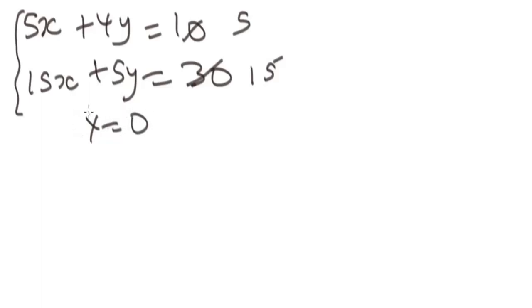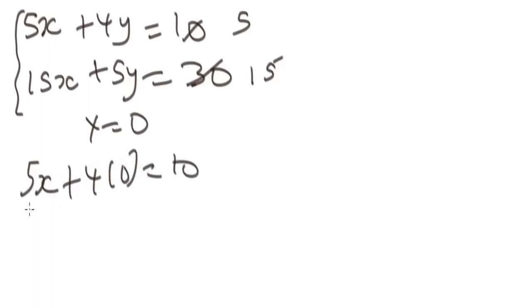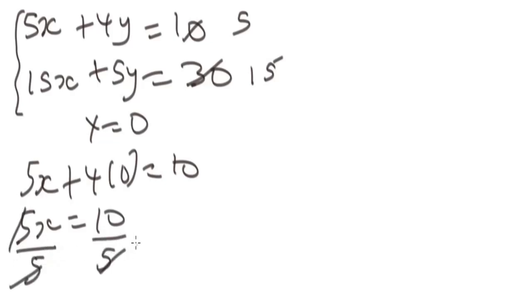And when y is 0, to get x, you substitute y in either equation 1 or equation 2. Let's use equation 1. It's going to be 5x plus 4 times 0 equals 10. So 5x equals 10. To make x the subject of the formula, divide both sides by 5. Therefore, x will be what? 2. Okay, so when x is 2, y is 0.